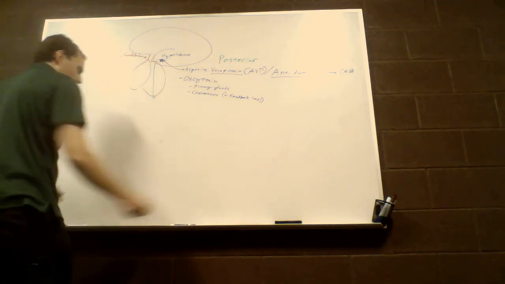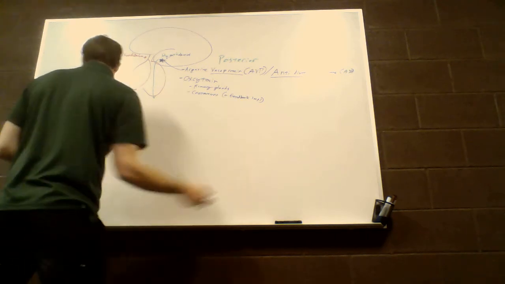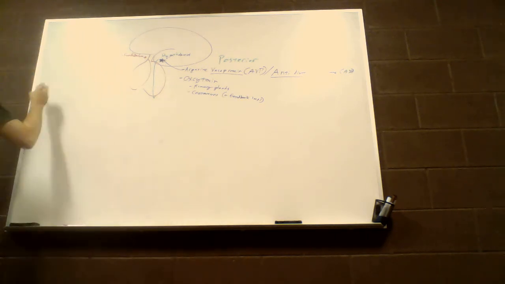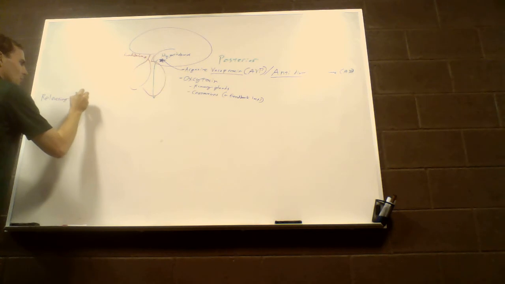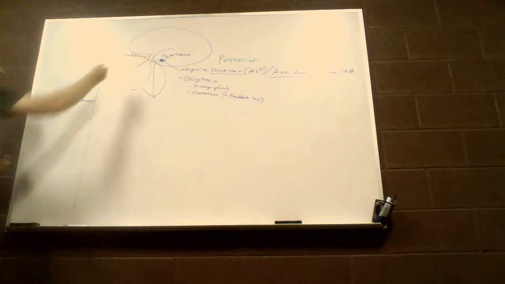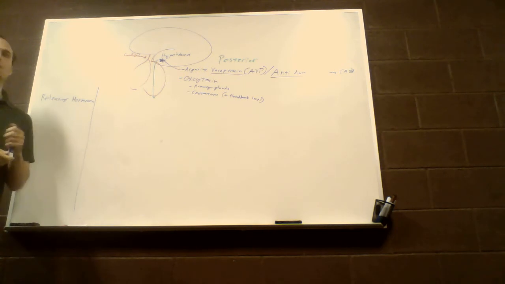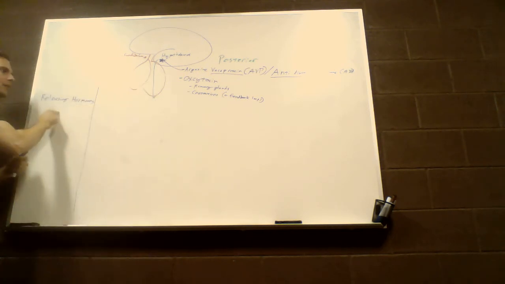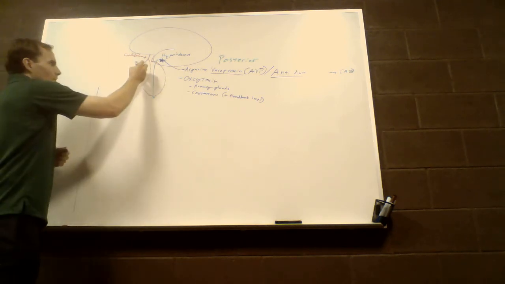Now let's go into the five that are in the anterior pituitary. So for this, first we're going to talk about the releasing hormones. And these are coming from the hypothalamus, because the hypothalamus isn't going to make the anterior pituitary hormones. It only makes the posterior pituitary. In the anterior, it's actually just going to talk to cell bodies that are inside. So here's a cell body inside the anterior pituitary.